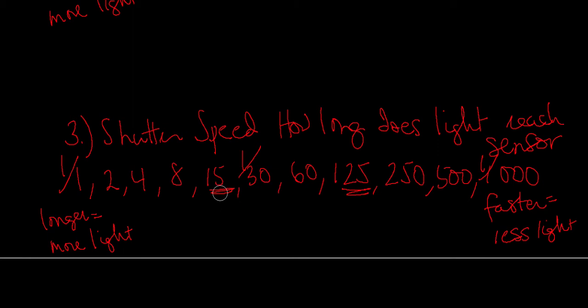And then all we have to do, once again, is move from a number that's higher, which is less time, to a number that's lower, which is more time, and we're letting more light in. So from one of these numbers to the next is going to double the light.